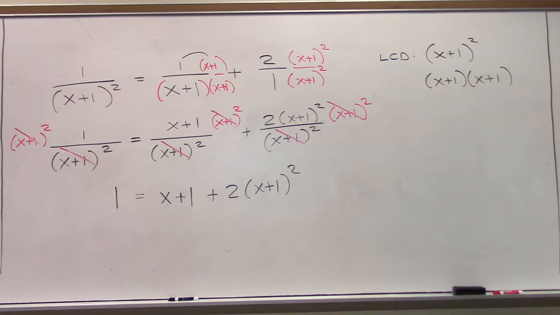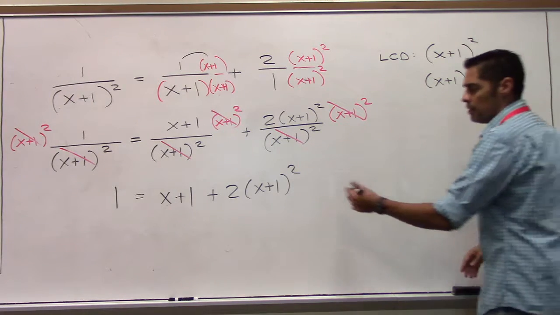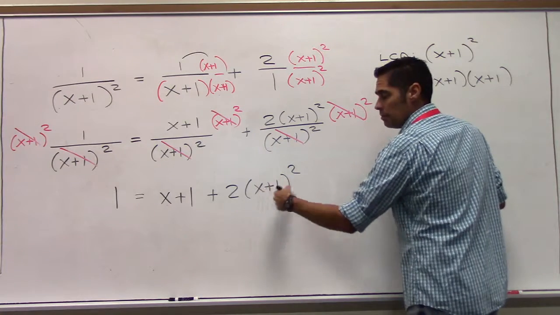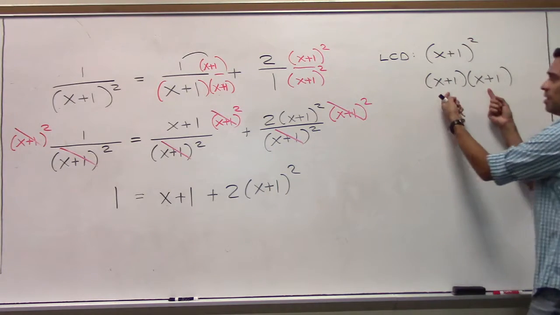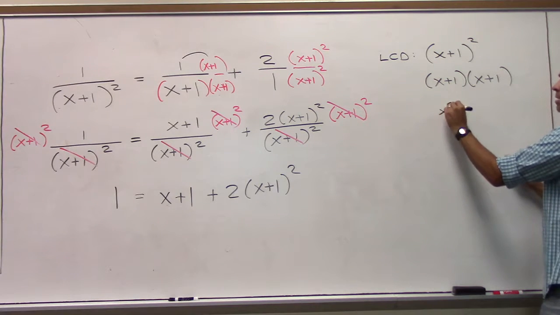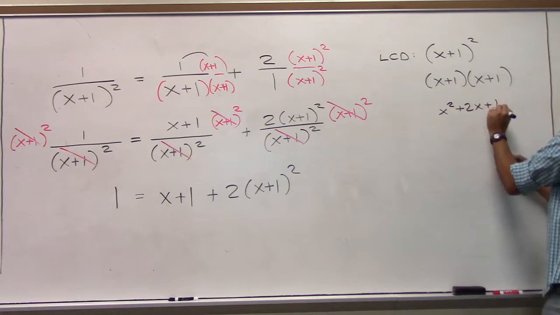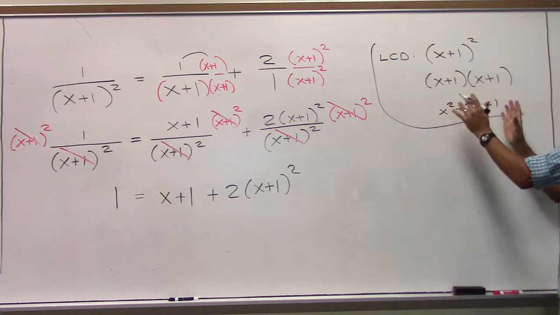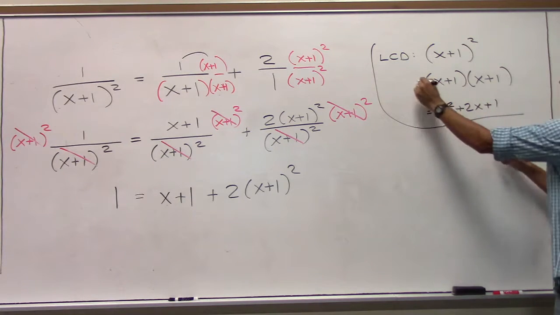Okay, so now I'm going to finish this. You square this, right? So you have to do FOIL, which is this. If you multiply these two together, you get x squared plus 2x plus 1. Right? I'm just looking at this over here. That's what that's equal to.